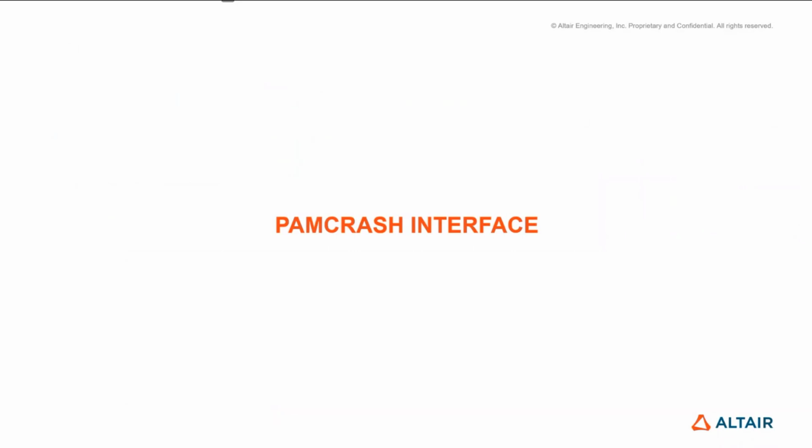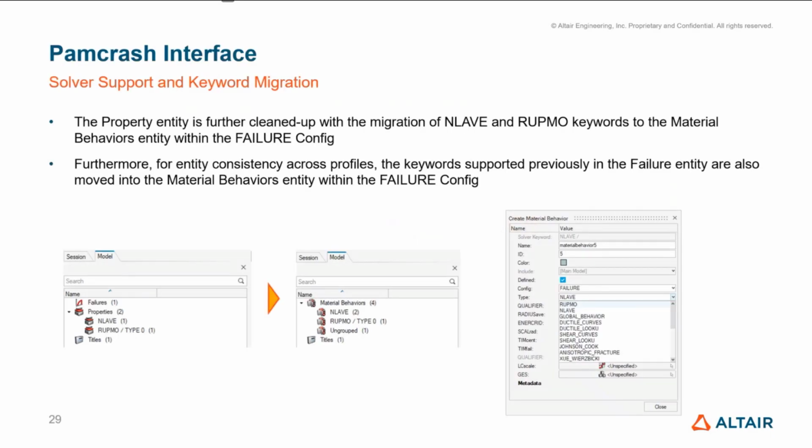PAM-CRASH interface as well has been modified and enhanced on different points. The first one is the property entity, which is further cleaned up with the migration of the ENLAVE and GROUPMO keywords to the material behaviors entity, and at the same time, in terms of consistency with other solver profiles and inside the PAM-CRASH interface as well, we have combined all the failure keywords to the single entity material behaviors under the config failure. So you have actually here three migrations: the ENLAVE keyword, the GROUPMO keyword, and all the keywords which were already supported inside the failure entity are now migrated to the material behaviors behind this failure config.